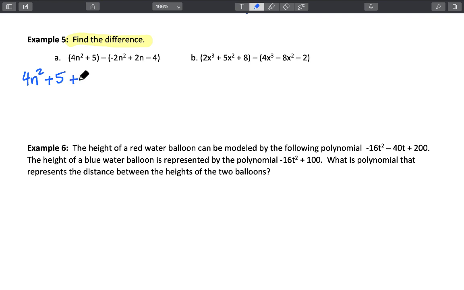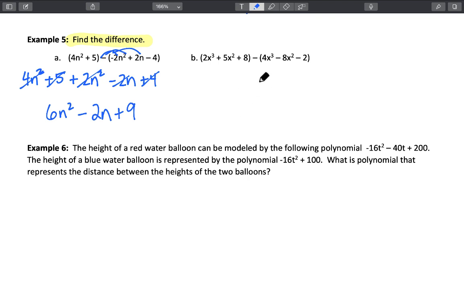Now I'm going to change this to addition, and I'm going to change each of the signs of the second polynomial. So this becomes a positive 2n squared, and now it becomes minus 2n, and then it becomes a positive 4. So when we distributed that negative to all 3 terms, it changes the sign of all 3, and now we're going to combine like terms. 4n squared and 2n squared gives me 6n squared. Negative 2n does not combine with anything, so I'm going to drop that down to just minus 2n. A positive 5 and a positive 4 gives me a positive 9. And here is the difference of those 2 polynomials.